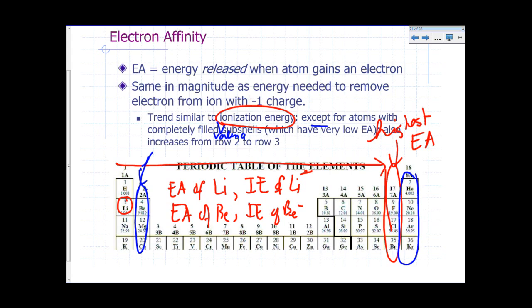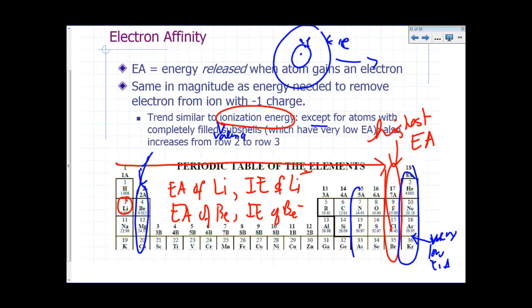Same thing with the noble gases. They have a very low electron affinity. Let's consider helium. You have 2 electrons in the outermost shell. If you add 1 more electron, it's going to be in a much bigger shell. That extra electron is going to be so easy to remove. It's not going to stick around. So the electron affinity for helium is going to be very small. So for noble gases, you have very low electron affinity.